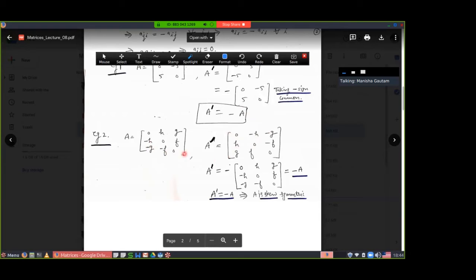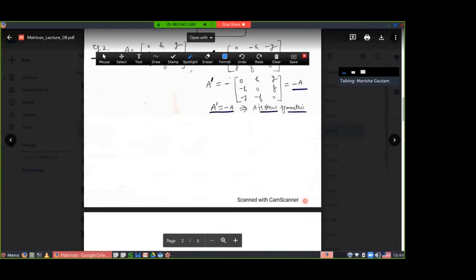Now you have to make them the same as A. Just take the minus sign common from A transpose. What will you get? The minus sign becomes positive when you take the minus sign common: [0, h, g; -h, 0, f; -g, -f, 0]. Now what is this matrix? It is matrix A. Only the minus sign is extra. So A transpose is equal to minus A. Such types of matrices are known as skew symmetric matrices.